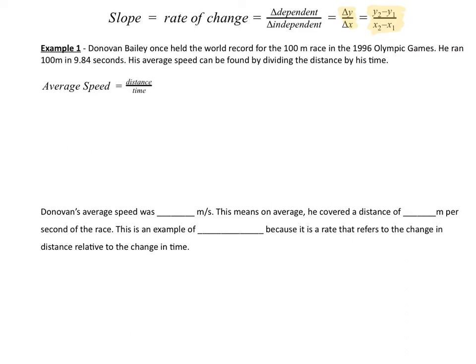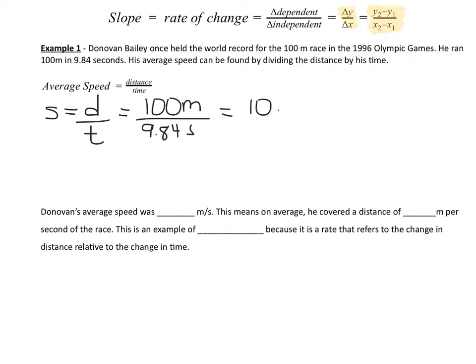Donovan Bailey once held the world record for the 100-meter race in the 1996 Olympic Games. He ran 100 meters in 9.84 seconds. His average speed can be found by dividing the distance by his time. So to find out the speed, we can use the letter S for speed, D for distance, and T for time. So if I take the distance, which is 100 meters, and I divide it by the time, which is 9.84 seconds, I get about 10.2, and my units are going to be meters per second.